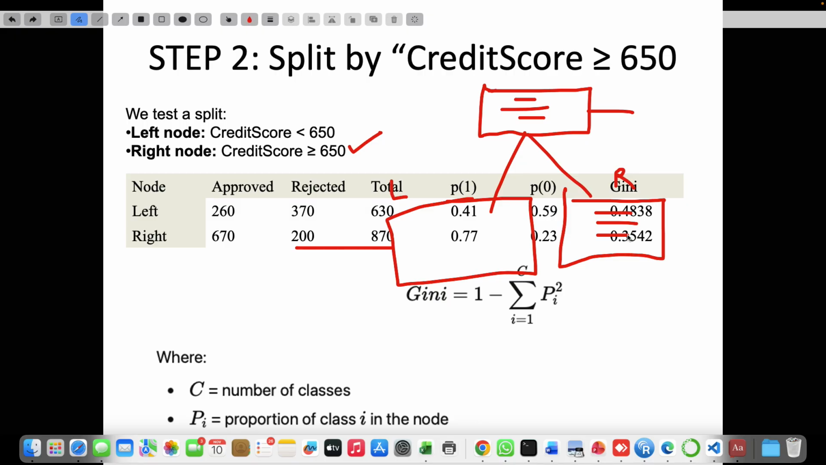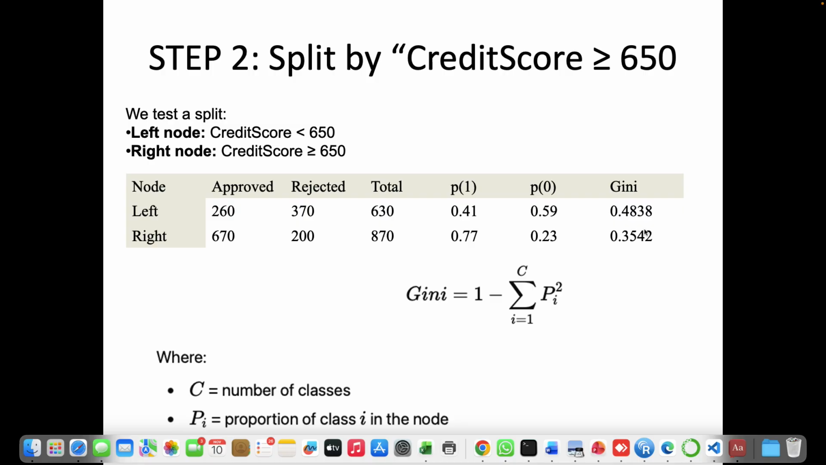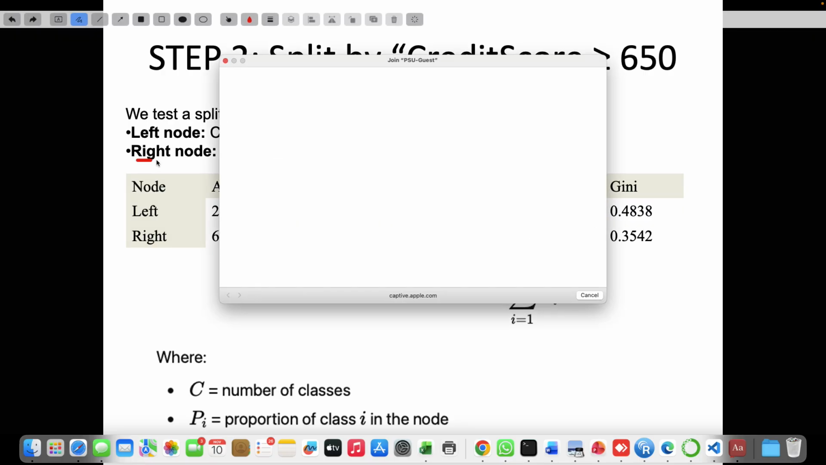And if your Gini is not 0, which means even filtering by 650, you would still have some rejected and some approved. So this is your second leaf. Let's see here, on the second leaf, how many come on the left? If you split them by 650 credit score, you have greater than 650 and less than 650.